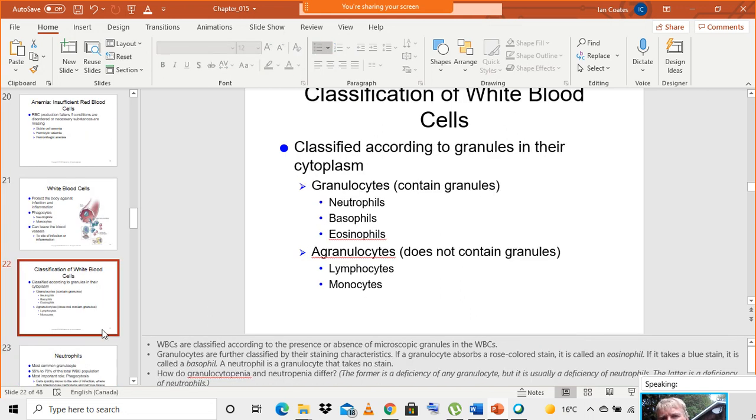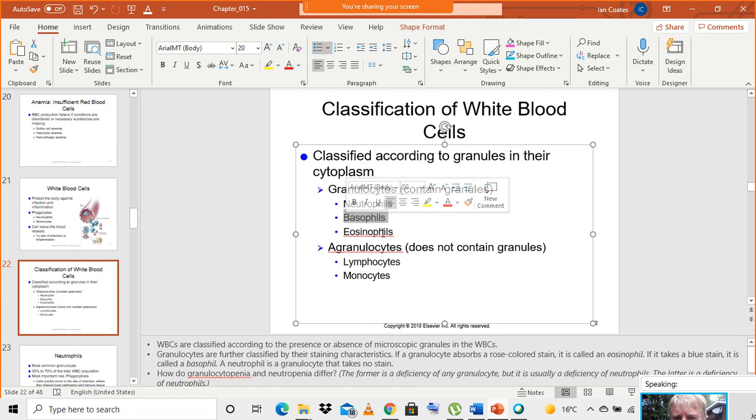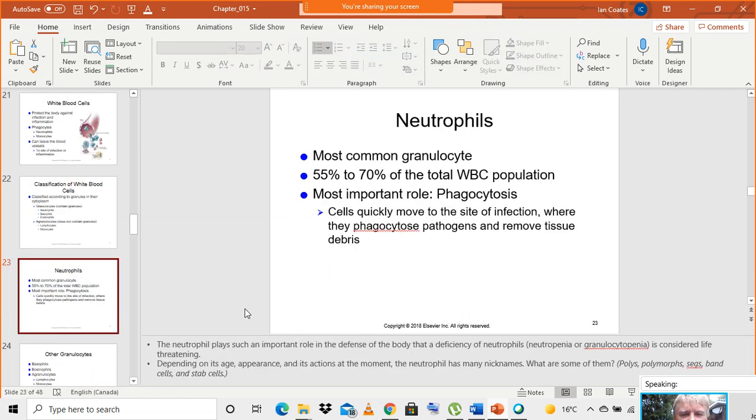Okay? Classification of white blood cells there. You've got granulocytes, neutrophils, basophils, eosinophils. I don't know why I'm having difficulty saying that there today. Have a little bit more Coke. And then we've got lymphocytes and monocytes. So have a read of these. Be able to tell what each one does, generally speaking.